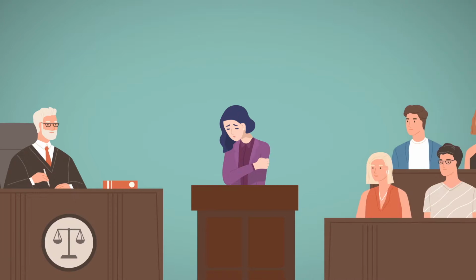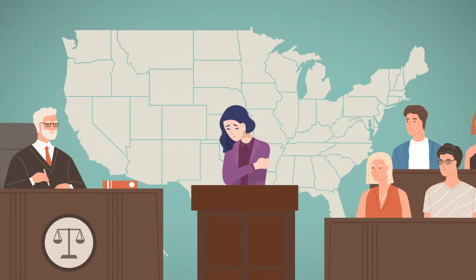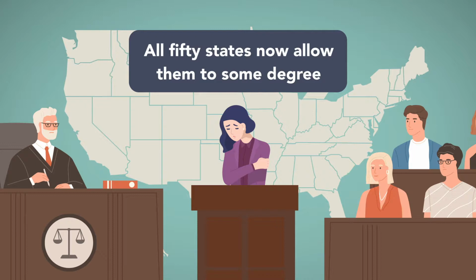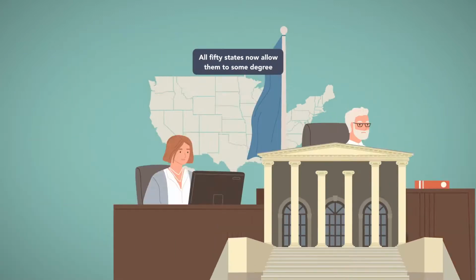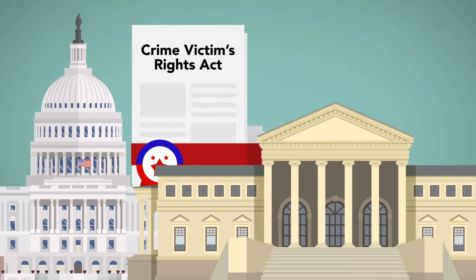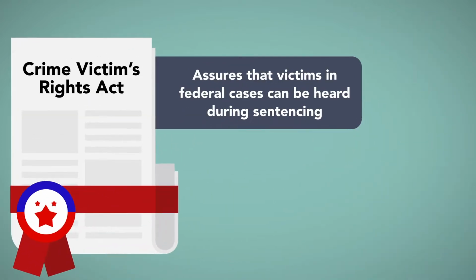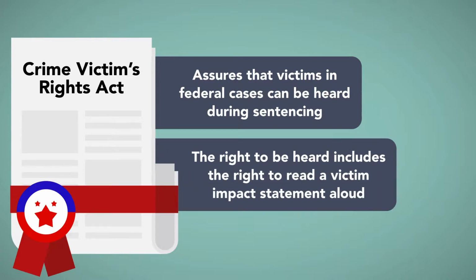Victim impact statements were rarely used before the early 1980s, but have since become common practice. While states vary on exactly how victim impact statements may be used during the sentencing process, all 50 states now allow them to some degree. The use of victim impact statements in federal cases is governed by the Crime Victims' Rights Act, which was passed in 2004. The Act assures that victims in federal cases can be heard during sentencing, and that the right to be heard includes the right to read a victim impact statement aloud.